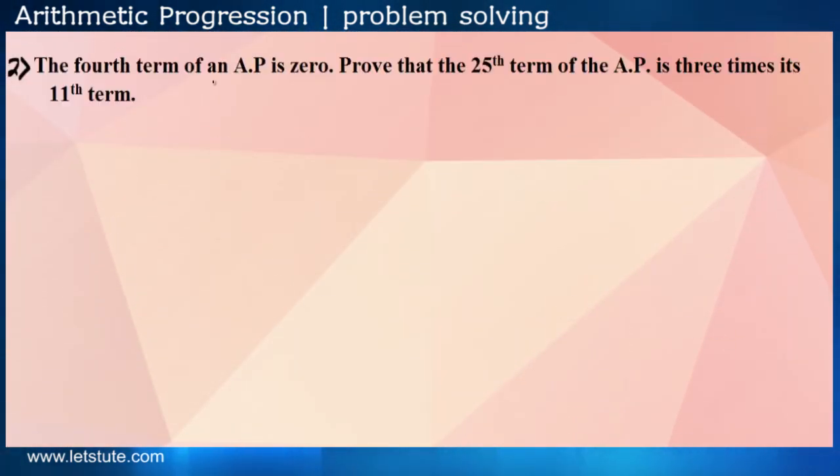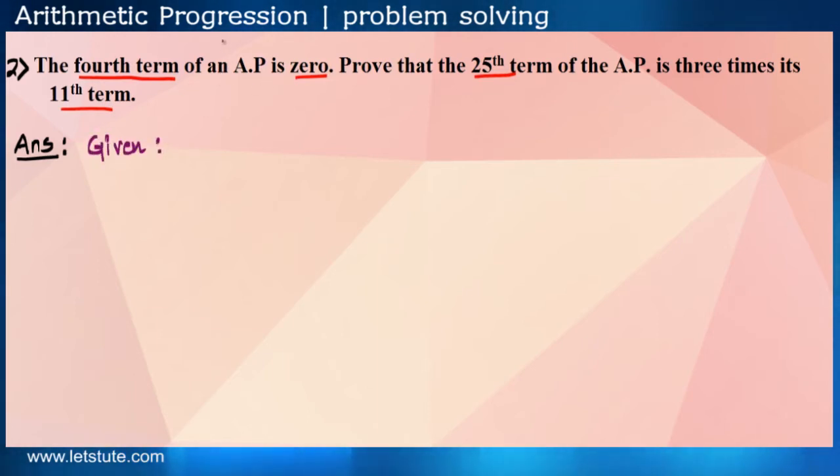First of all, read the question carefully. The fourth term of an AP is 0. Prove that the 25th term of the AP is 3 times its 11th term. Okay, now see this answer part, how to solve it. Now first of all, write the given part. So what is given to you? Given is the fourth term is 0.